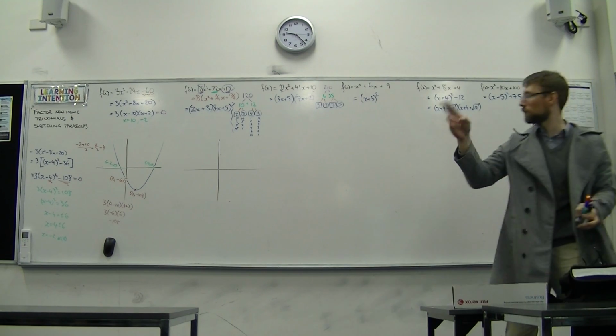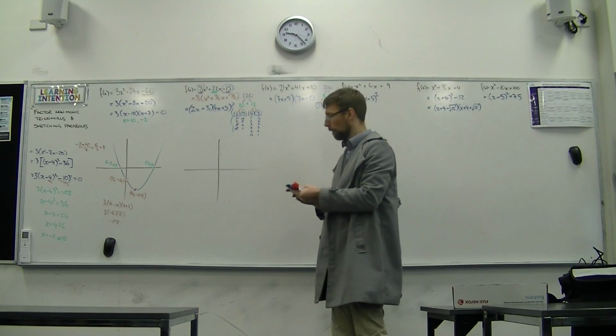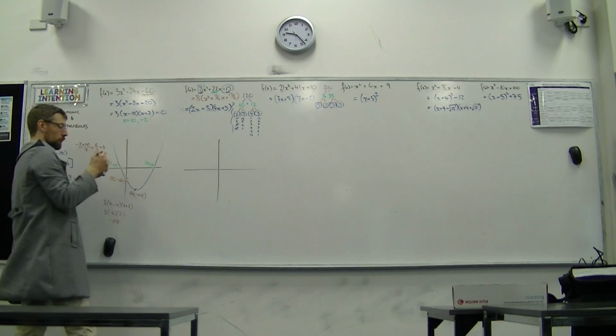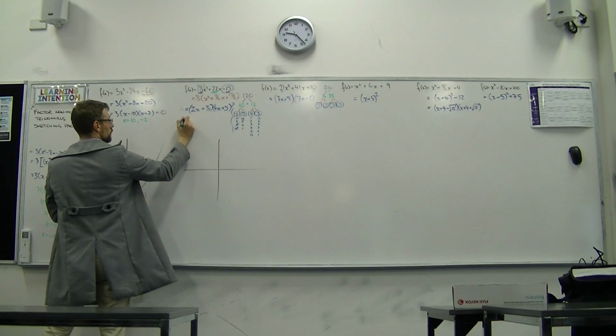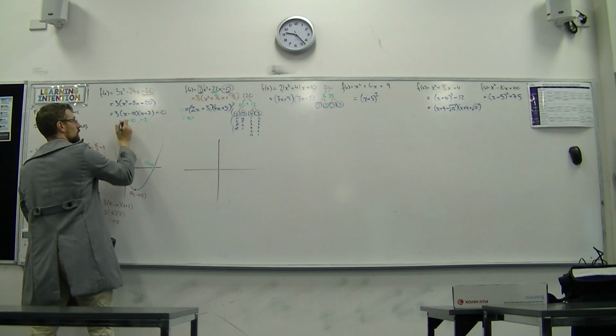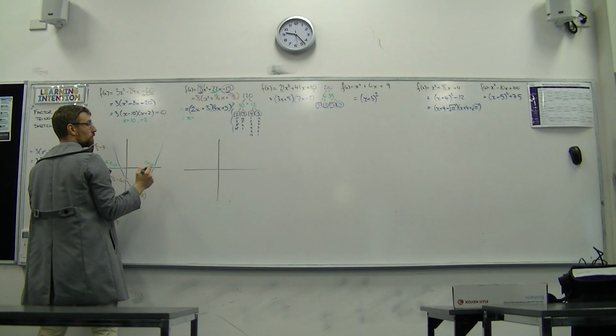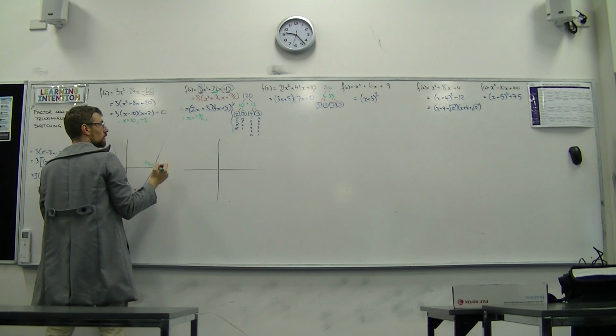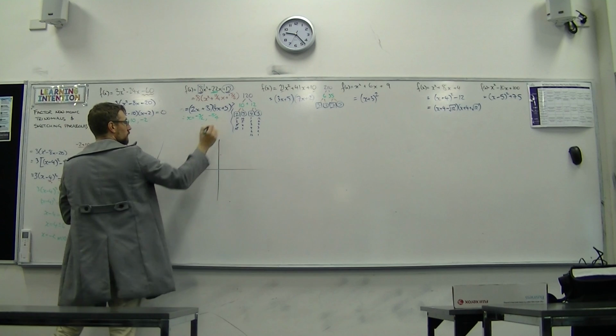What are you going to do? Make y 0. Make y 0, cool. Making this thing implicitly equal 0. Therefore, negative 3 over 2, nice. And negative 5 over 4, fantastic. Cool.